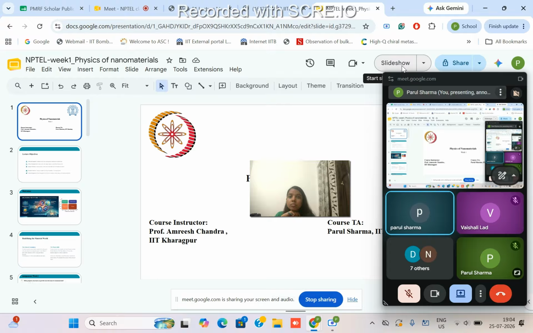So this is the conventional capacitor, where we have this dielectric, metal electrode, cathode and anode, and this is the area, and this is the distance between these two plates.